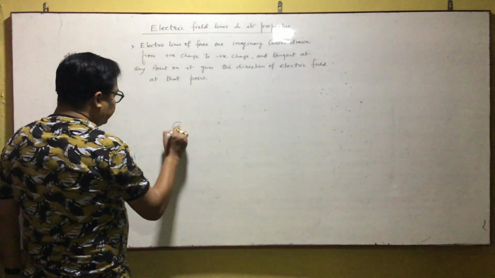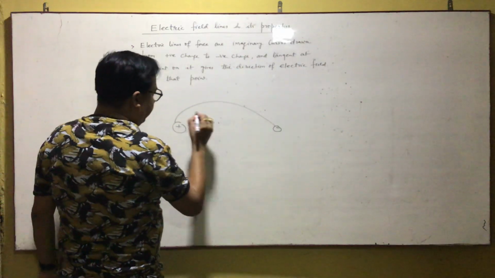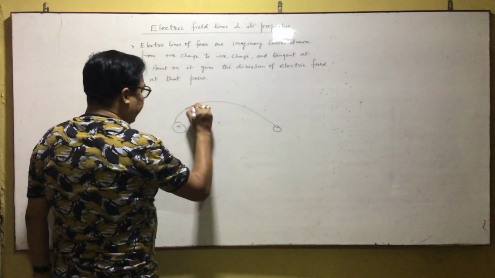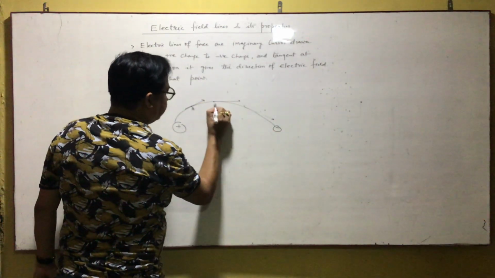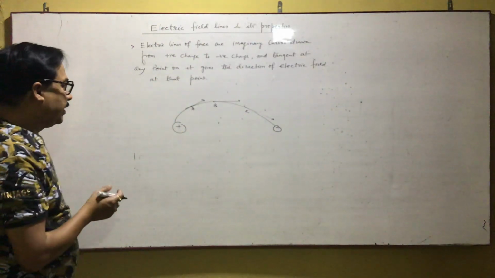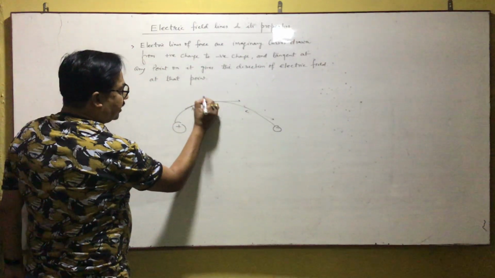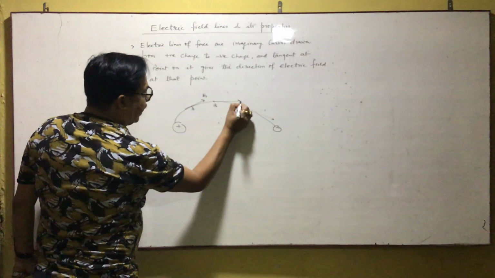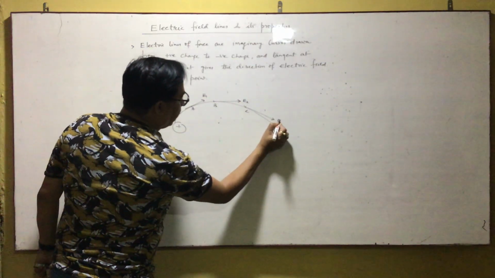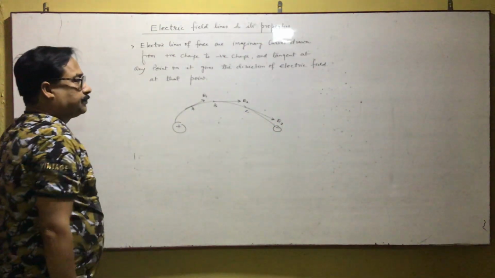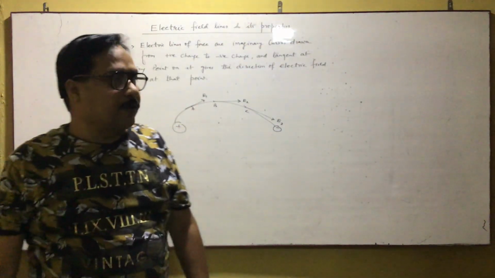So if we have positive charge here and negative charge here, there is an imaginary curve and tangent at any point gives the direction of electric field. From this diagram it is very much clear that at point A the direction of electric field is this E1, at point B the direction of electric field is this E2, and at point C the direction of electric field is E3. So tangent at any point on this curve gives the direction of electric field.